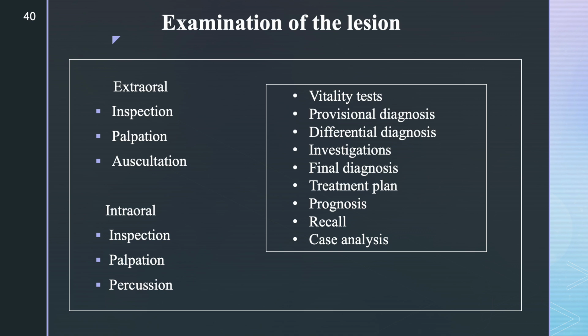These are the points to be noted while you're examining a specific lesion, for example, a red lesion, white lesion, perhaps an ulcer or a swelling. Ensure to note down these points while you're examining each type of lesion.